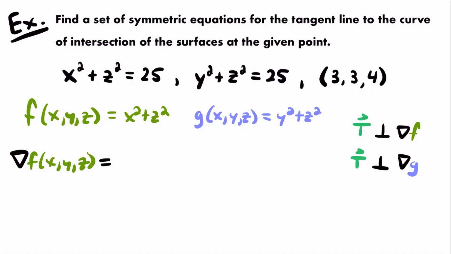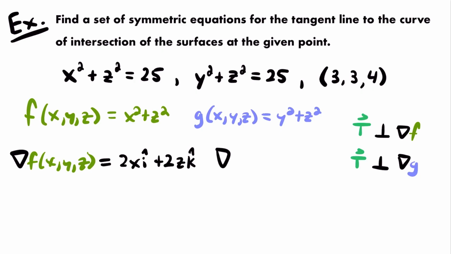The x component will be the partial with respect to x, and so there's only one x term here. The derivative of x squared is 2x, so we have 2x times i, and then the y component would be the partial with respect to y, but there are no y terms here, so the partial derivative with respect to y would just be 0. So we don't even really need the j term. Let's just move on to the k term, which is where we have the partial derivative with respect to z, and there's only one z term. Its derivative would be 2z. So we have plus 2z times k.